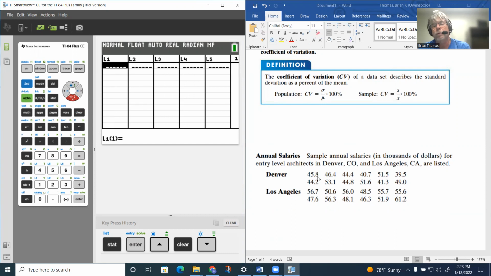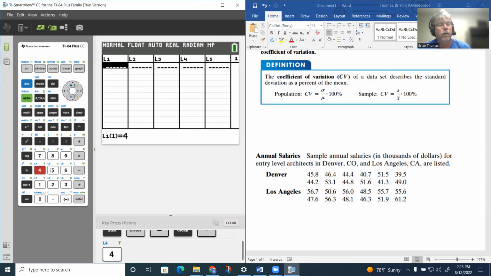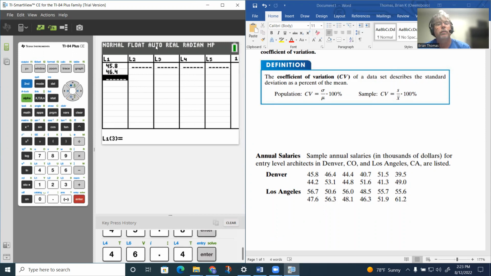So this doesn't mean $40.8. That actually means $45,800, because remember, in thousands means you have to move that decimal 3 places to the right to get it back into the thousands notation. I'll go ahead and put these numbers in: 45.8, 46.4. Kind of get the drill. I'll pause the video for a second here and put those in.